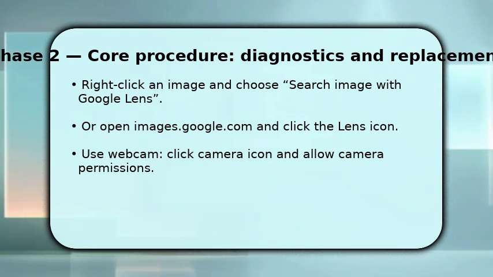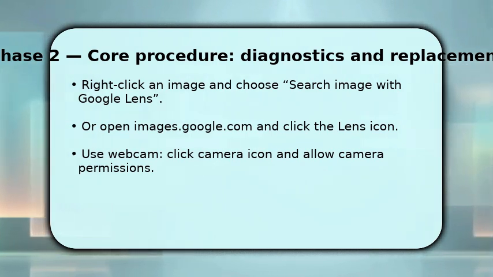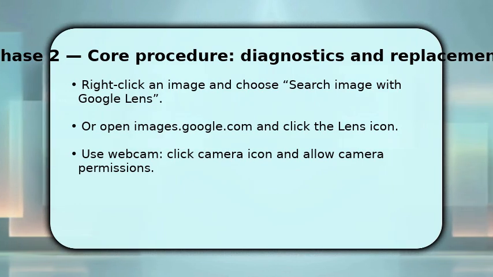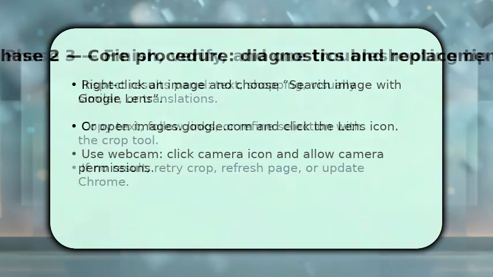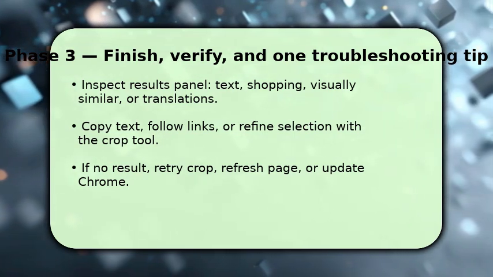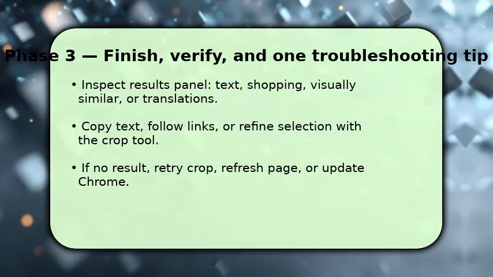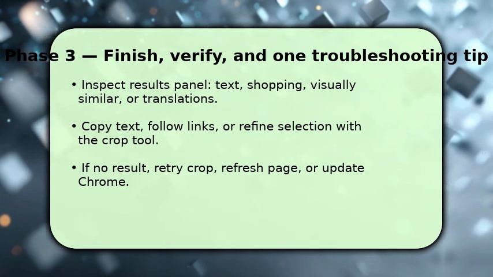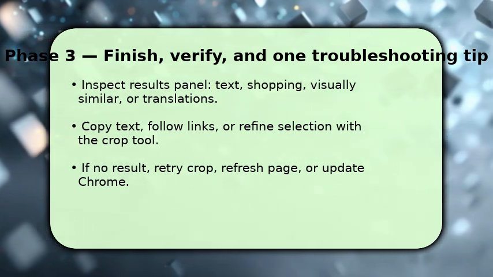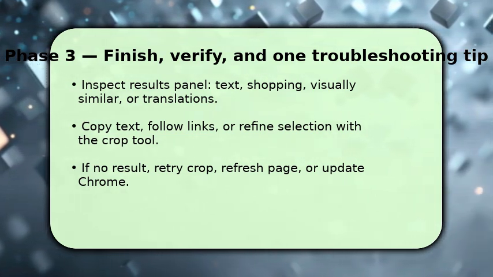Precise framing improves results. You can switch modes: text, product, translate. So pick the mode that matches the task before you proceed. Review the Lens results panel and choose the action you need. Copy text, search similar products, or translate selected words. If a result is noisy, use the crop tool to isolate the subject and run Lens again, because tighter selection yields better accuracy. If Lens fails, refresh the page, check camera permission, or update Chrome.